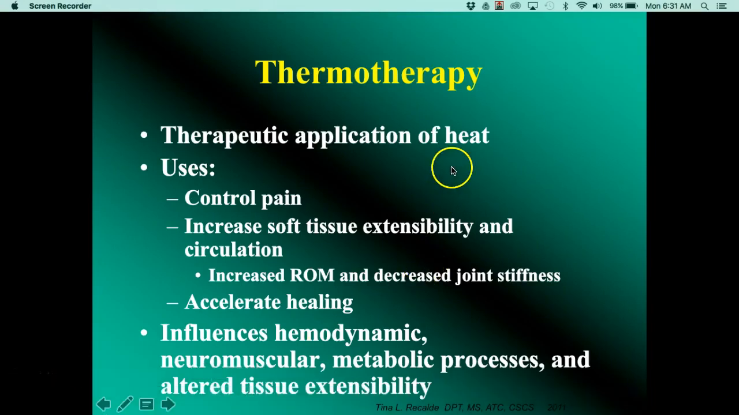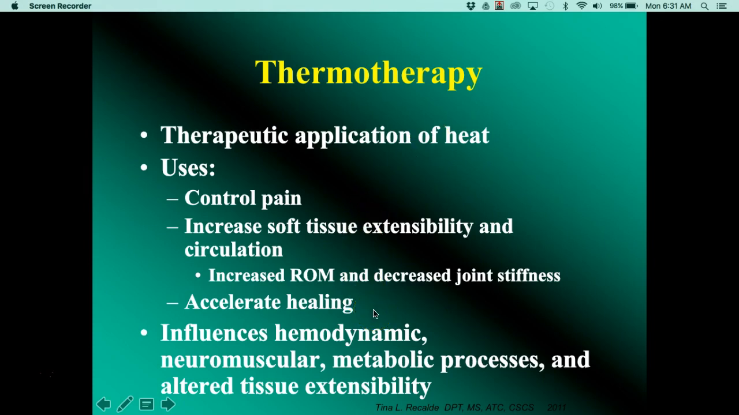So here we go. Here's our first type of thermotherapy. That's the therapeutic application of heat. We use this to control pain, to increase soft tissue extensibility and circulation, which in turn will increase the range of motion and decrease joint stiffness. And it also helps accelerate healing.